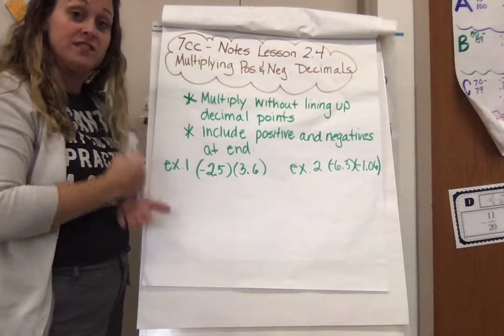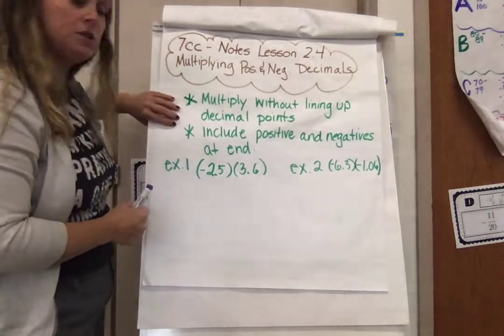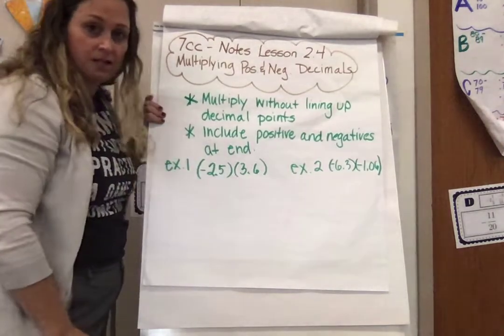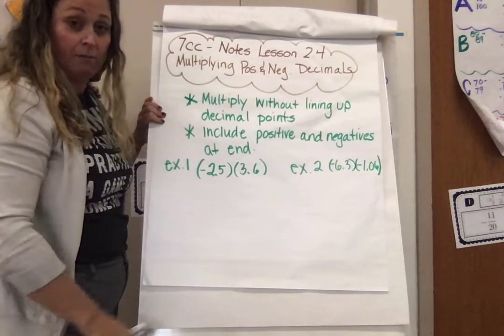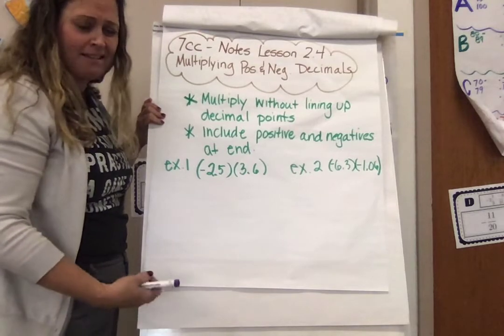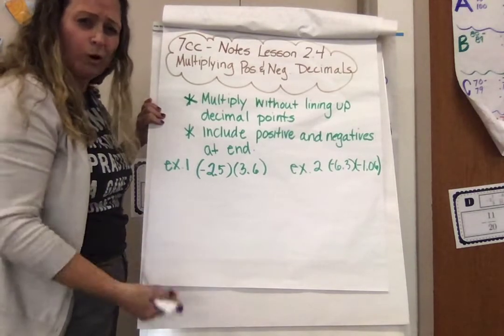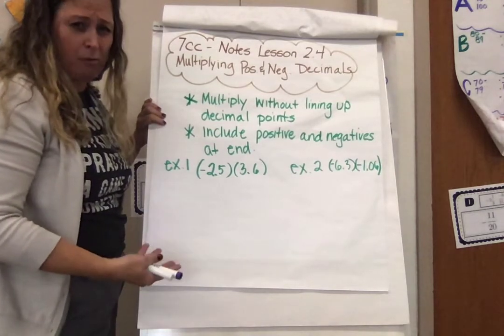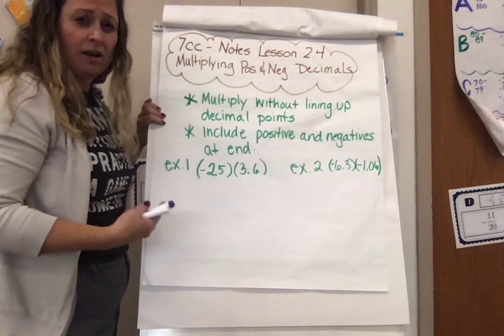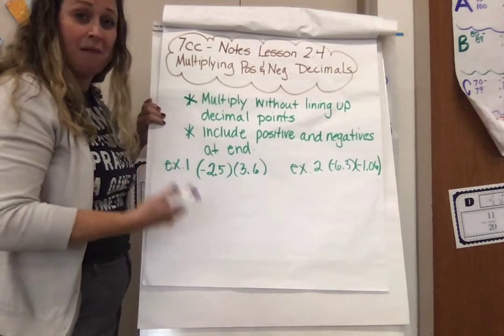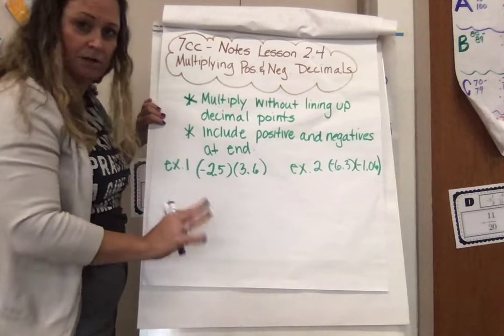positive and negative decimals. Two main things to remember: when you're multiplying decimals, you do not have to line the decimal point up. You'll get the same answer, but it adds a lot of extra work, which doesn't follow one of the math practices that is talking about doing math efficiently. So do not line up the decimal points.